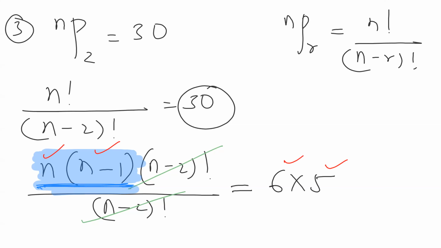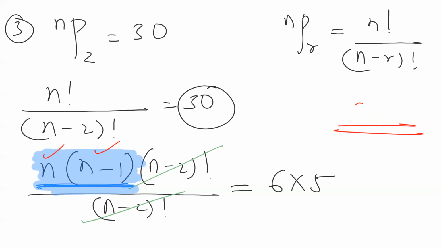One question to all of you. Can I write this 30 as 15 into 2? Is that okay? Yes or no? Please help me with that. No, the reason being 15 and 2 are not consecutive. Okay.